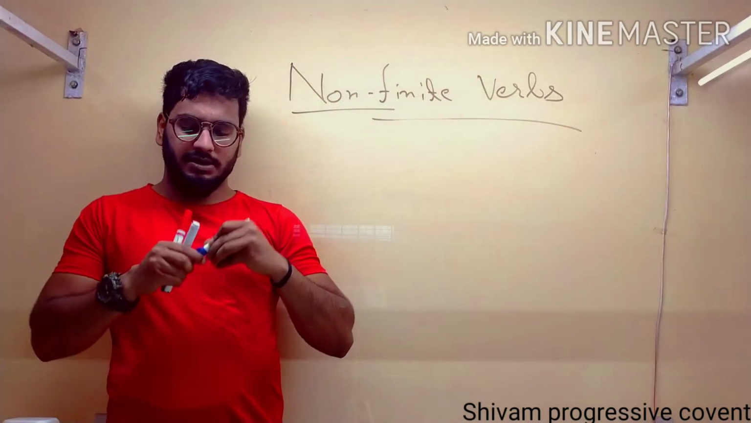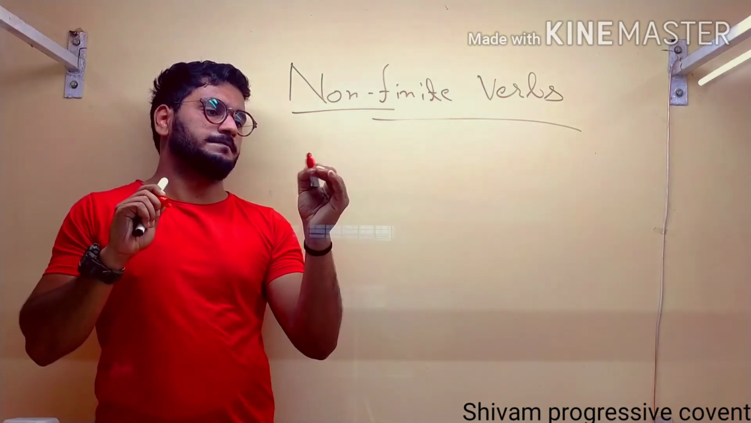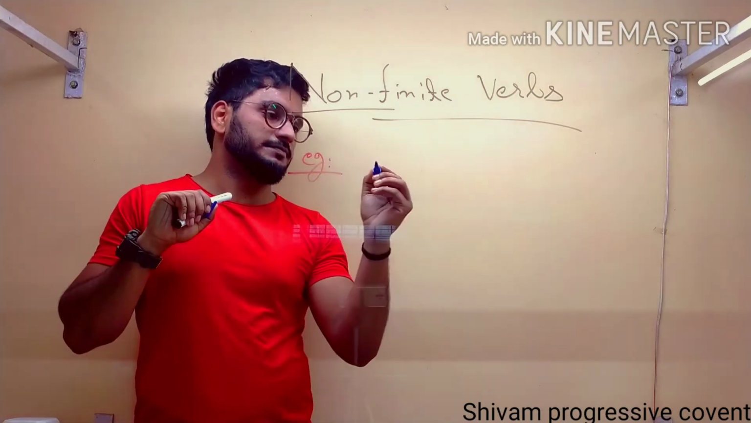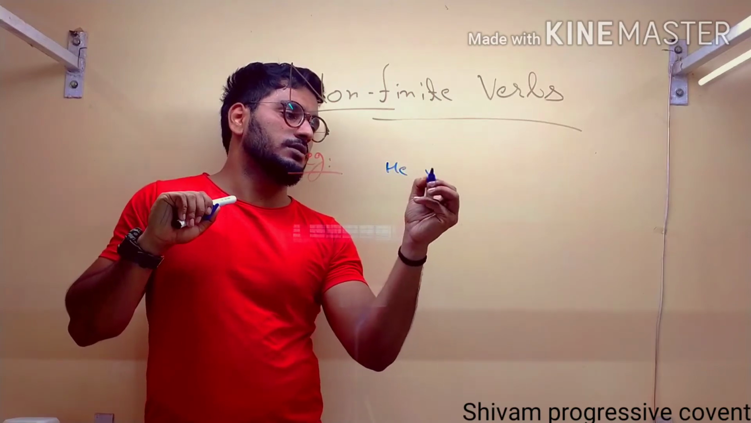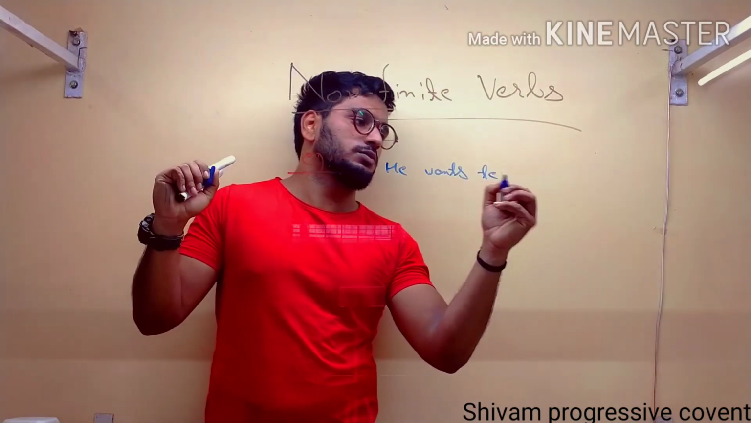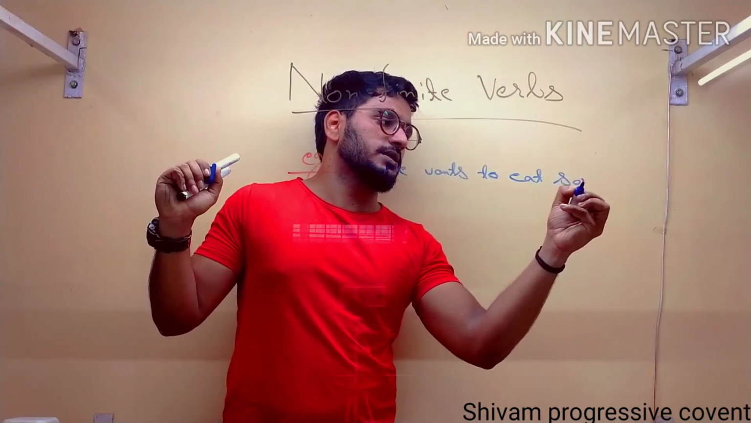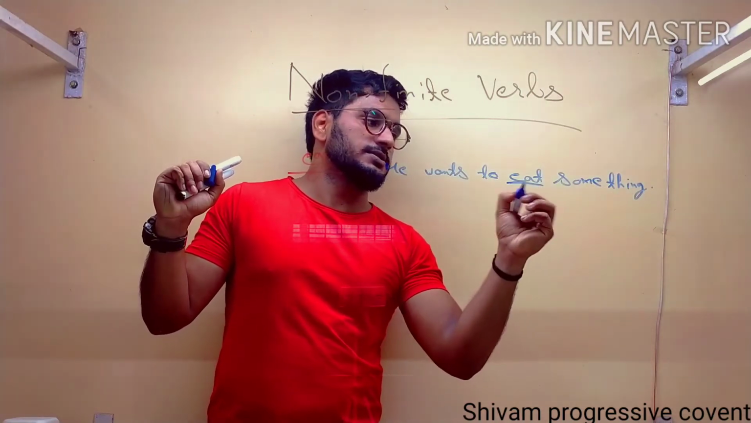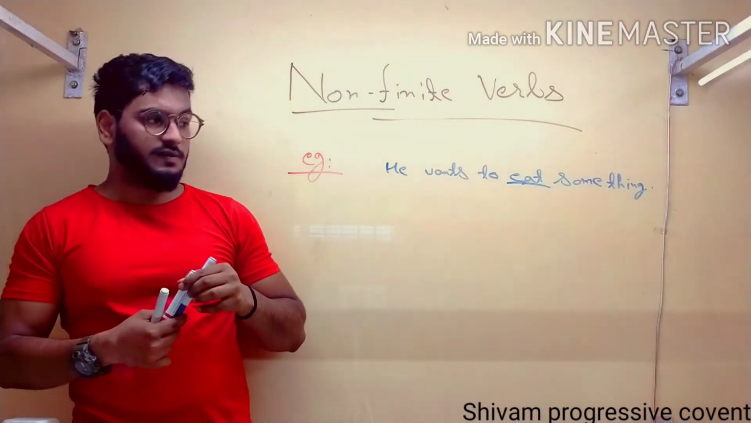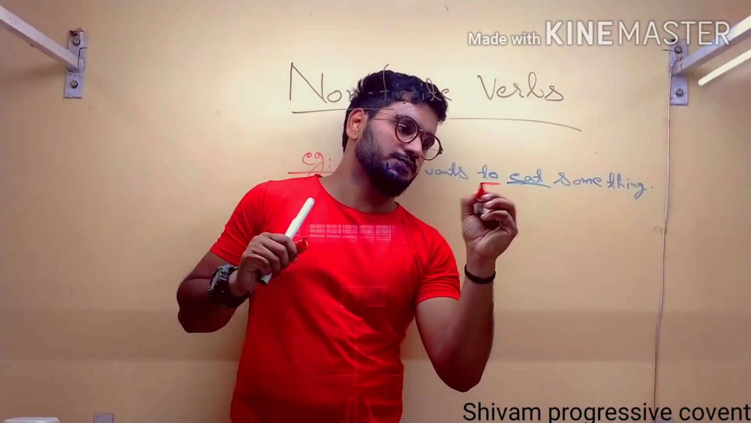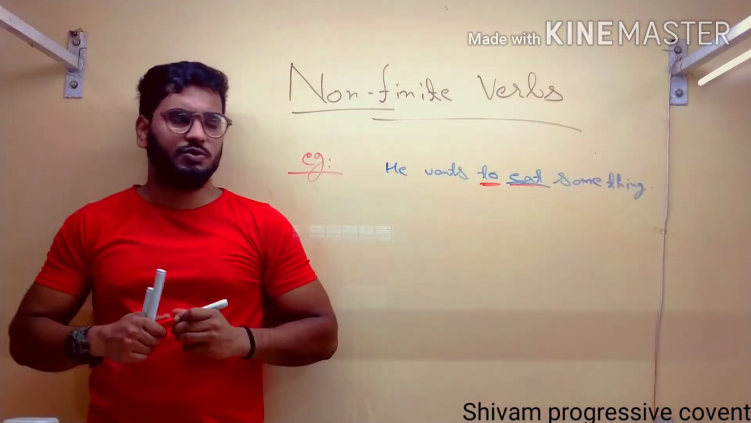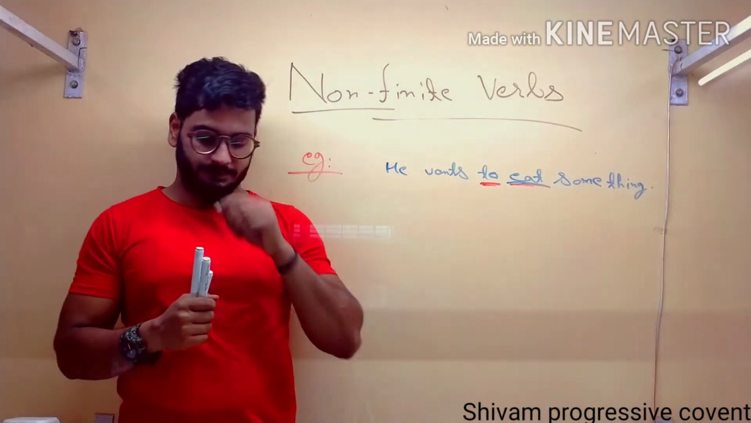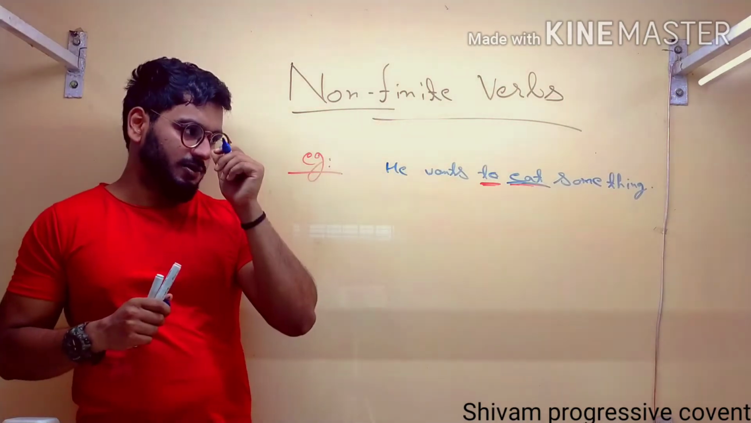So write an example of infinitive. He wants to eat something. He wants to eat something. Here, eat is a verb, infinitive form of verb, which is used with to. But it is not necessary that it will always be used with to. So here is another example to clear your doubts.